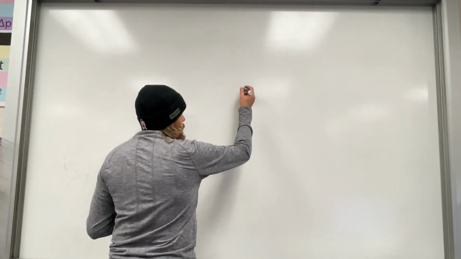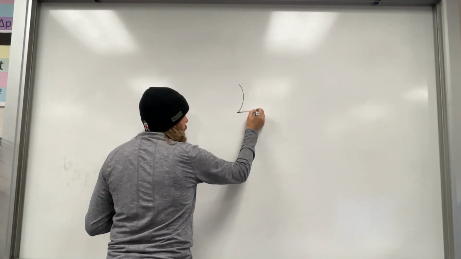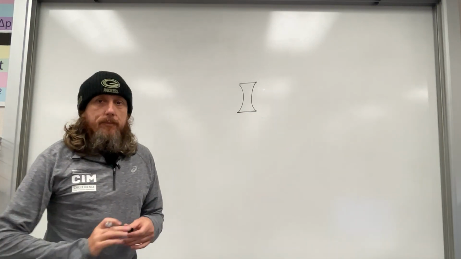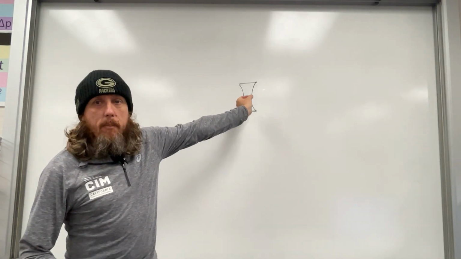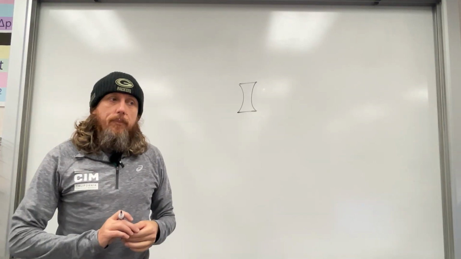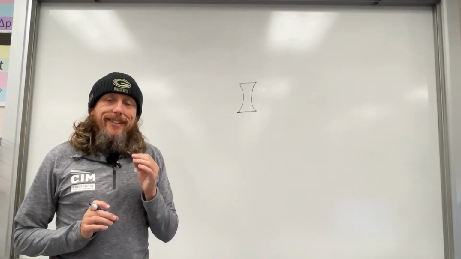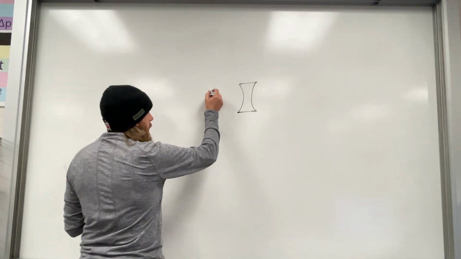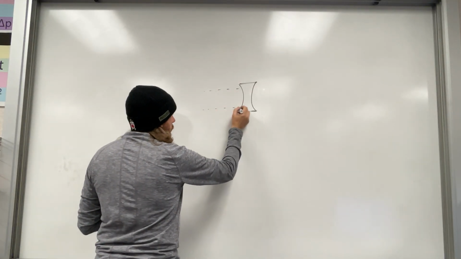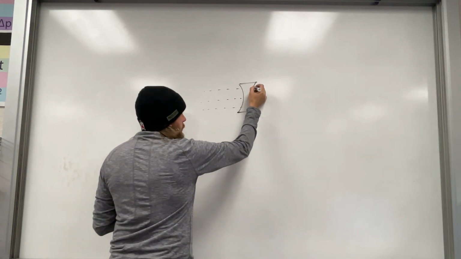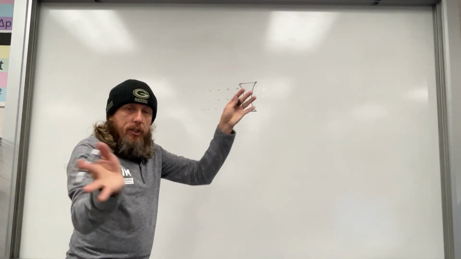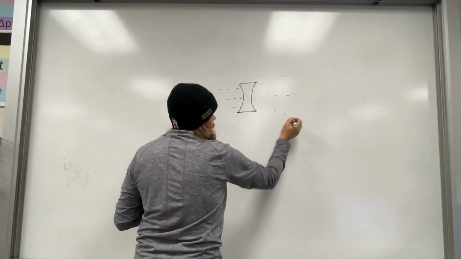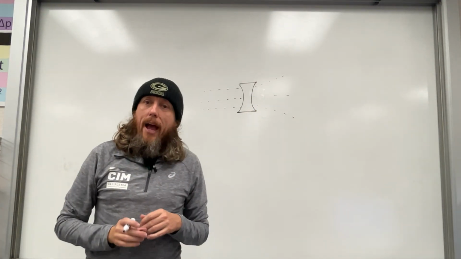Okay? So a concave lens is going to look something like this. It's going to be thinner in the middle, thicker on the outsides. And with a concave lens, the light's going to come in, and it's actually going to diverge that light outward.